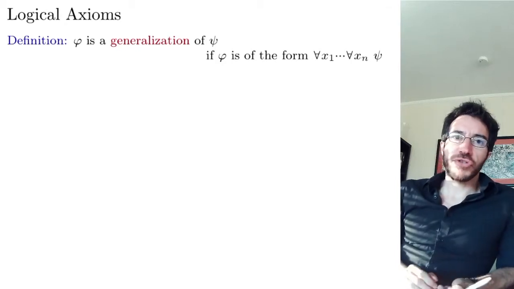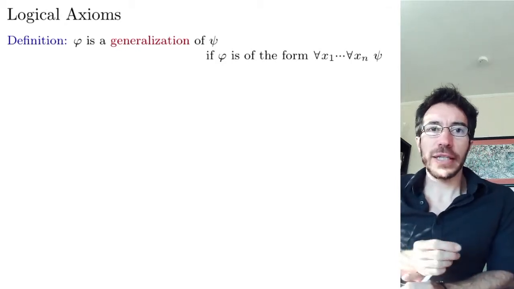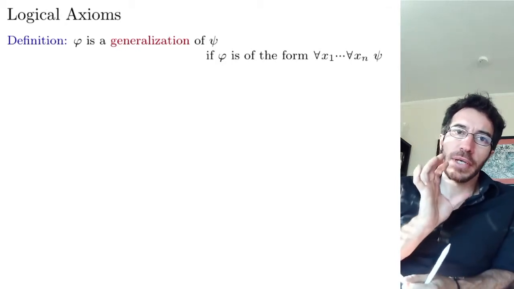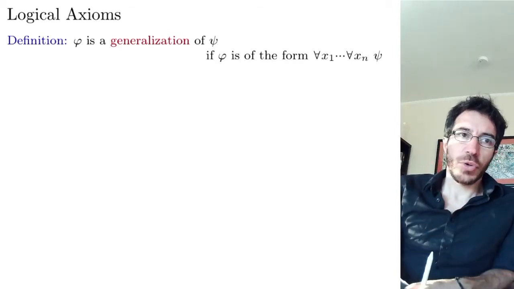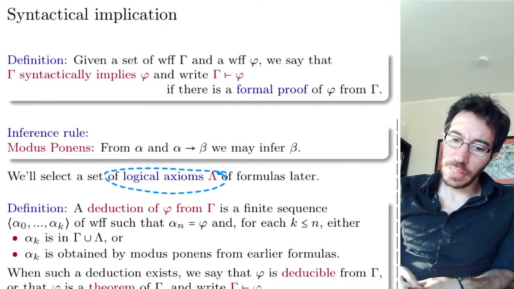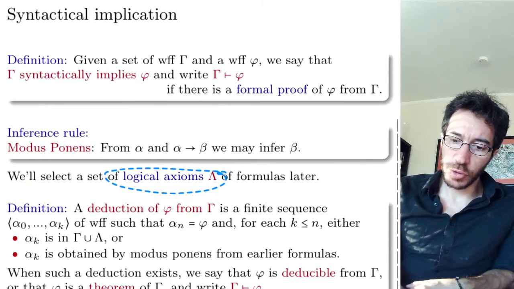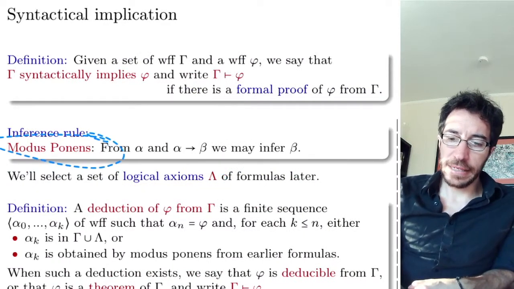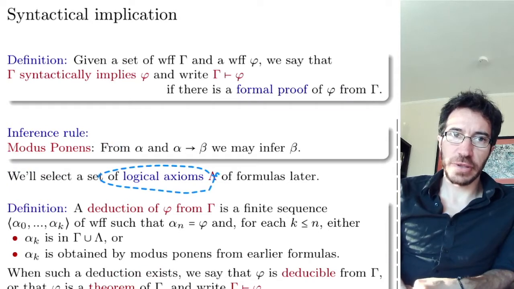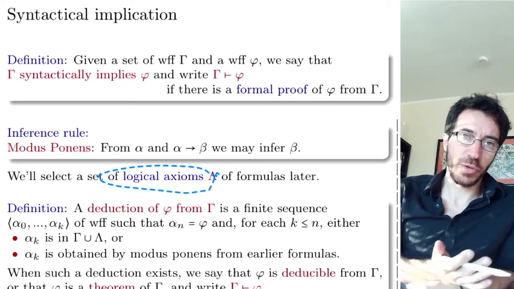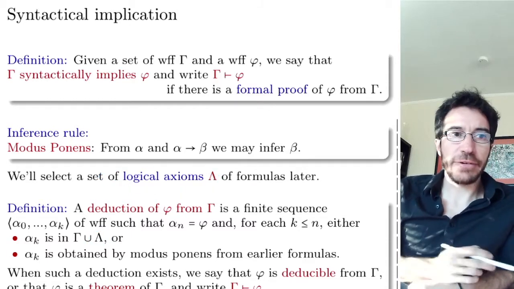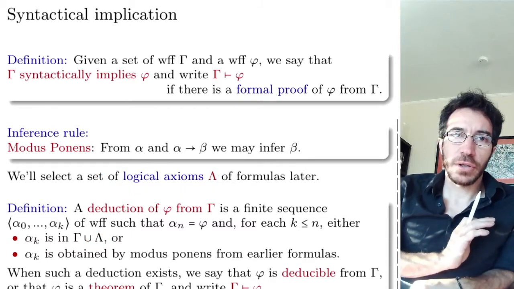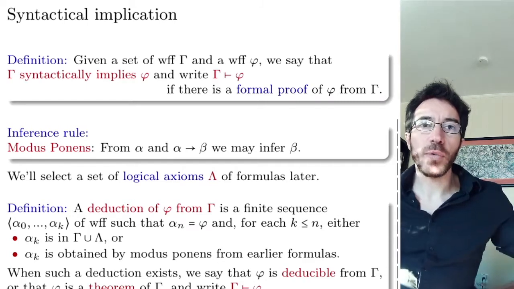Welcome back, everybody. So now let's look at the logical axioms. The way we set up our formal deductions was by applying only one rule, modus ponens. You start from the logical axioms and your assumptions, which could be whatever assumptions you want, and you apply modus ponens, and that's how you do your rules.